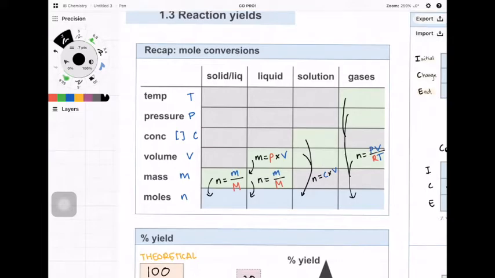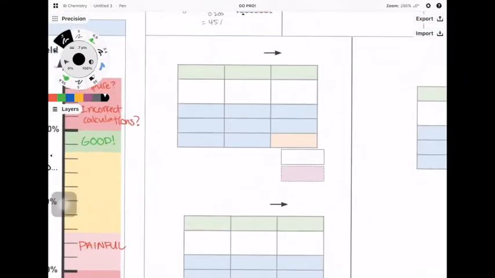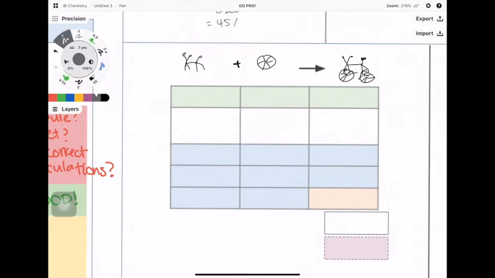Okay, in this video we're going to put everything together, starting with mole conversions and adding in mole ratios, and that is generally the type of stoichiometry problem you'll be facing in the IB papers. So here I have my classic example.